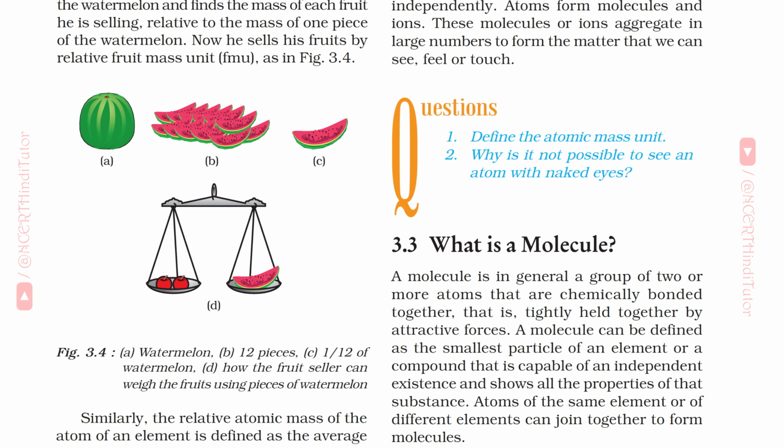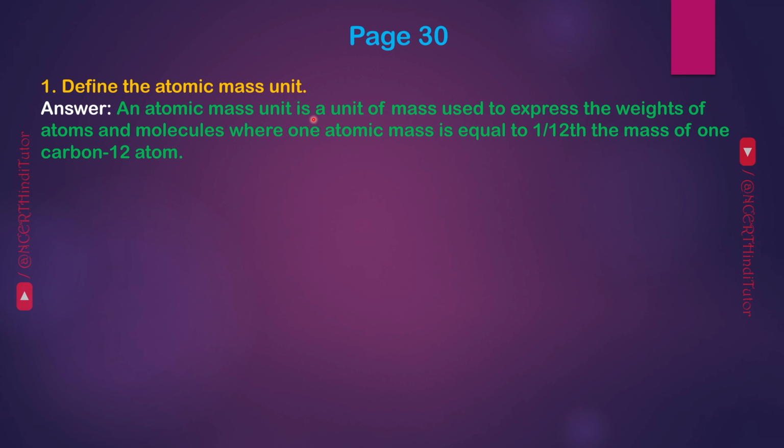Page 30. Questions. Question 1. Define the atomic mass unit. Answer: an atomic mass unit is a unit of mass used to express the weights of atoms and molecules, where one atomic mass unit is equal to 1 by 12th the mass of one carbon 12 atom.